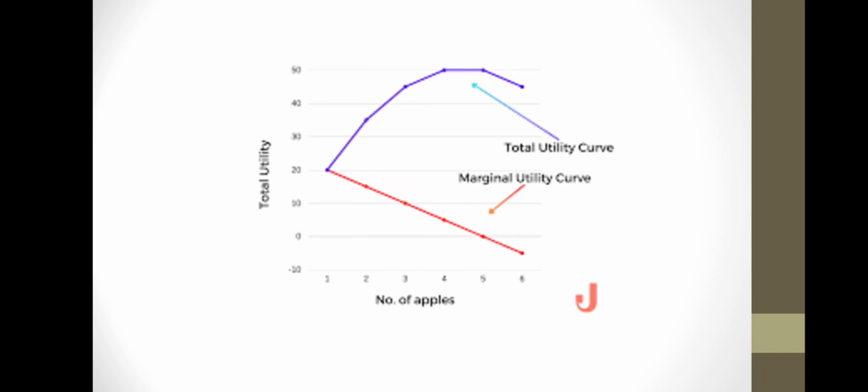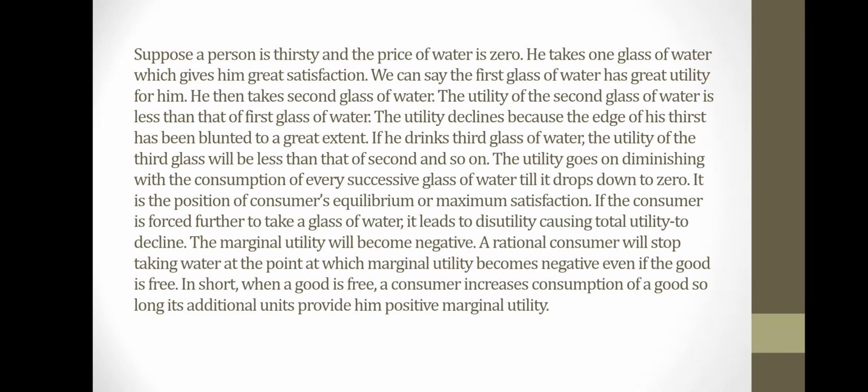At the point where total utility is maximum, the marginal utility is 0. Then total utility and marginal utility start from the same point. Similarly, when the total utility falls, the marginal utility becomes negative.